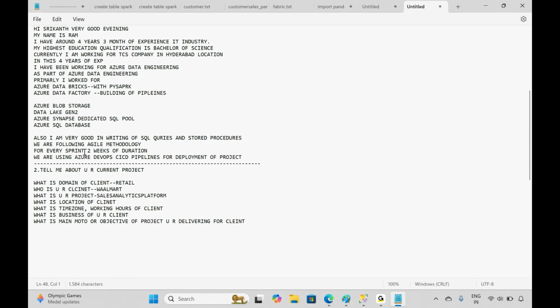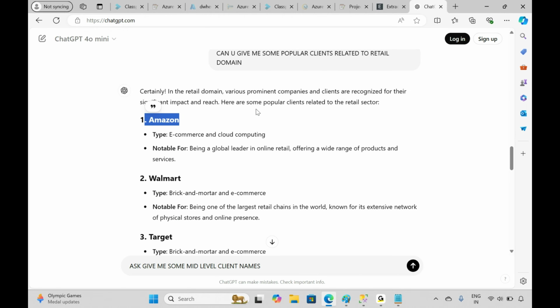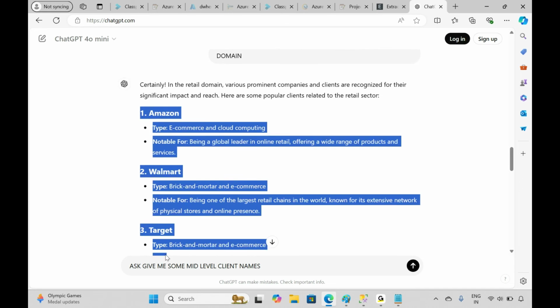It's well known that the Walmart project is being done by Infosys. Most of the people know about that. But you are keeping TCS company, but client name is Walmart. Then they can easily recognize you are not working for Walmart. So that is the reason. Don't use any client names from the top level. Give me some mid-level client names.